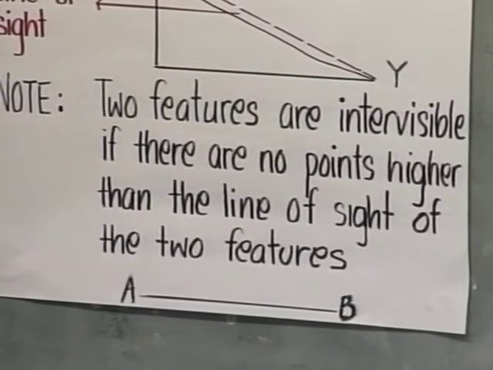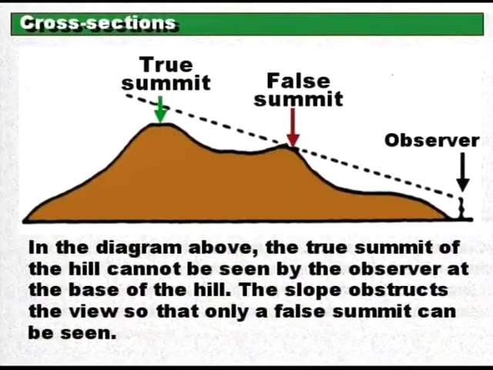So when we come to the information on the diagram, you can see there the diagram on the top. B can be seen from A. The points A and B are said to be intervisible. The line of sight is the broken line that is actually drawn.